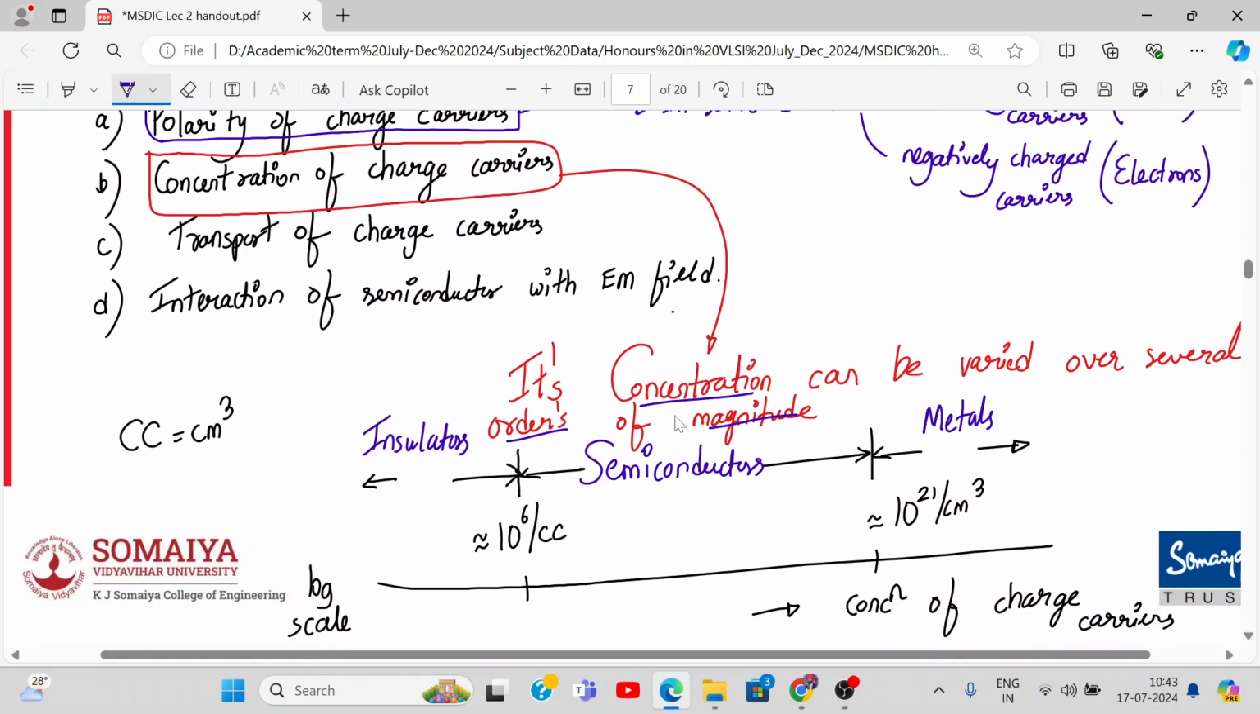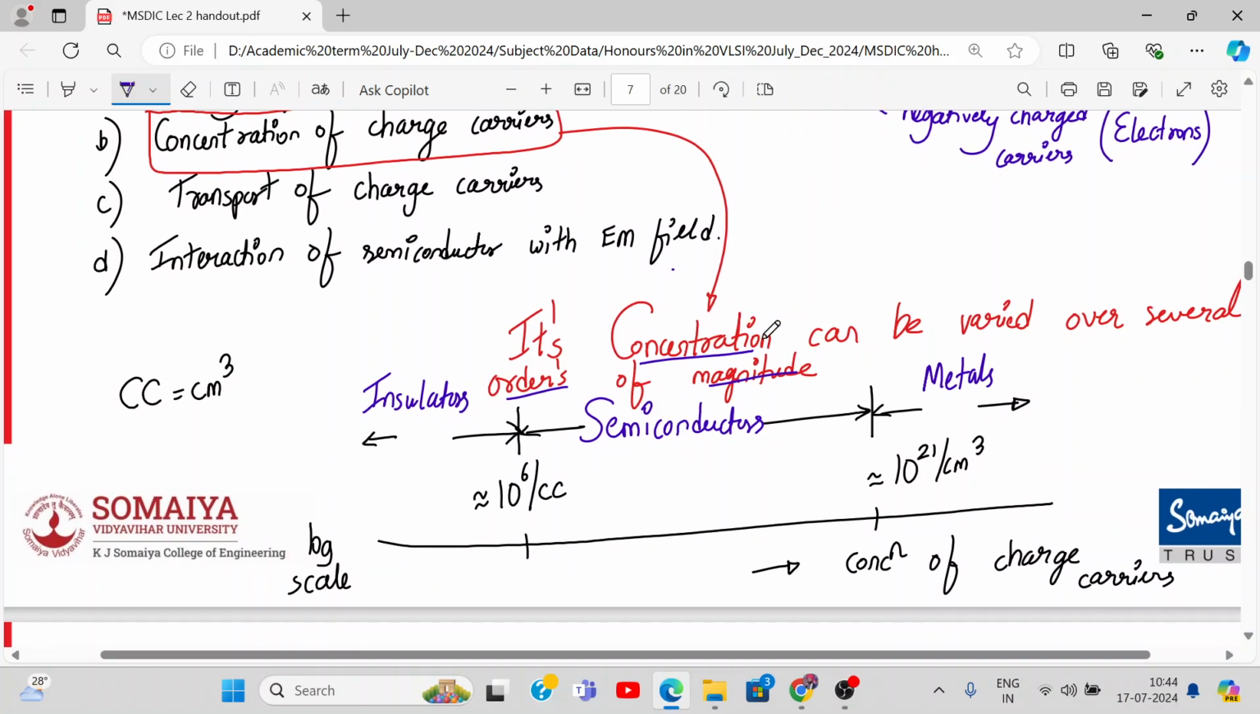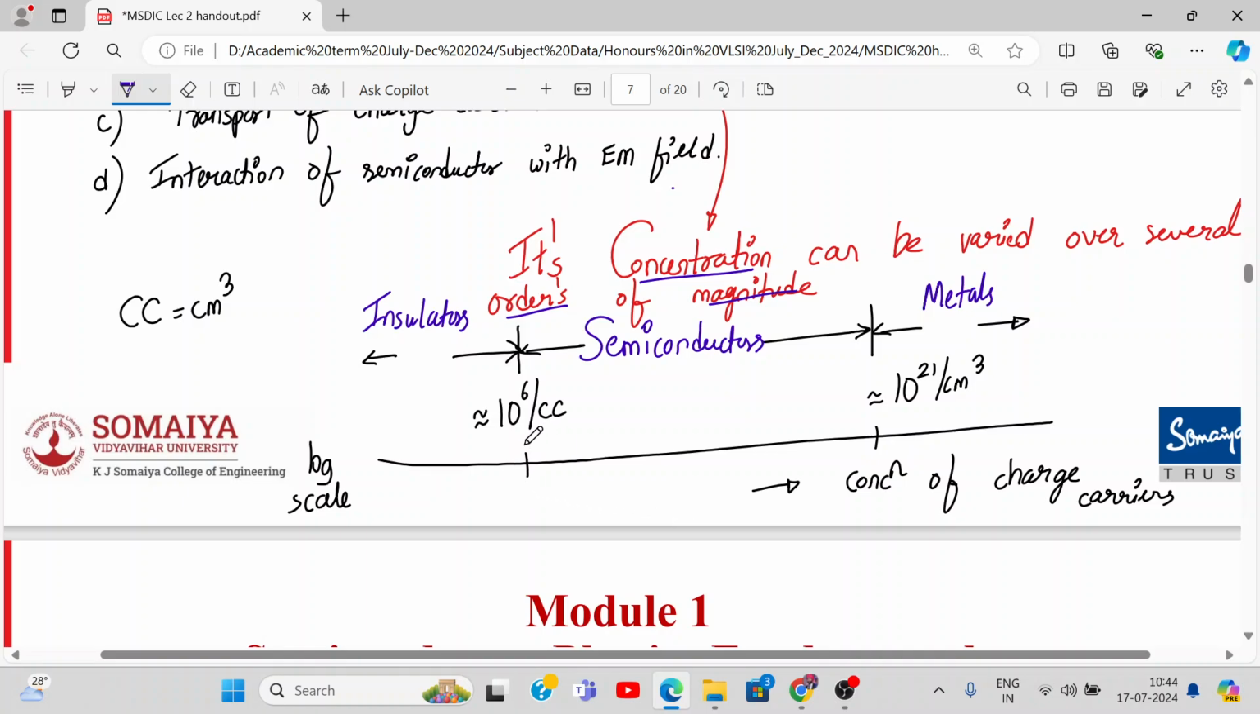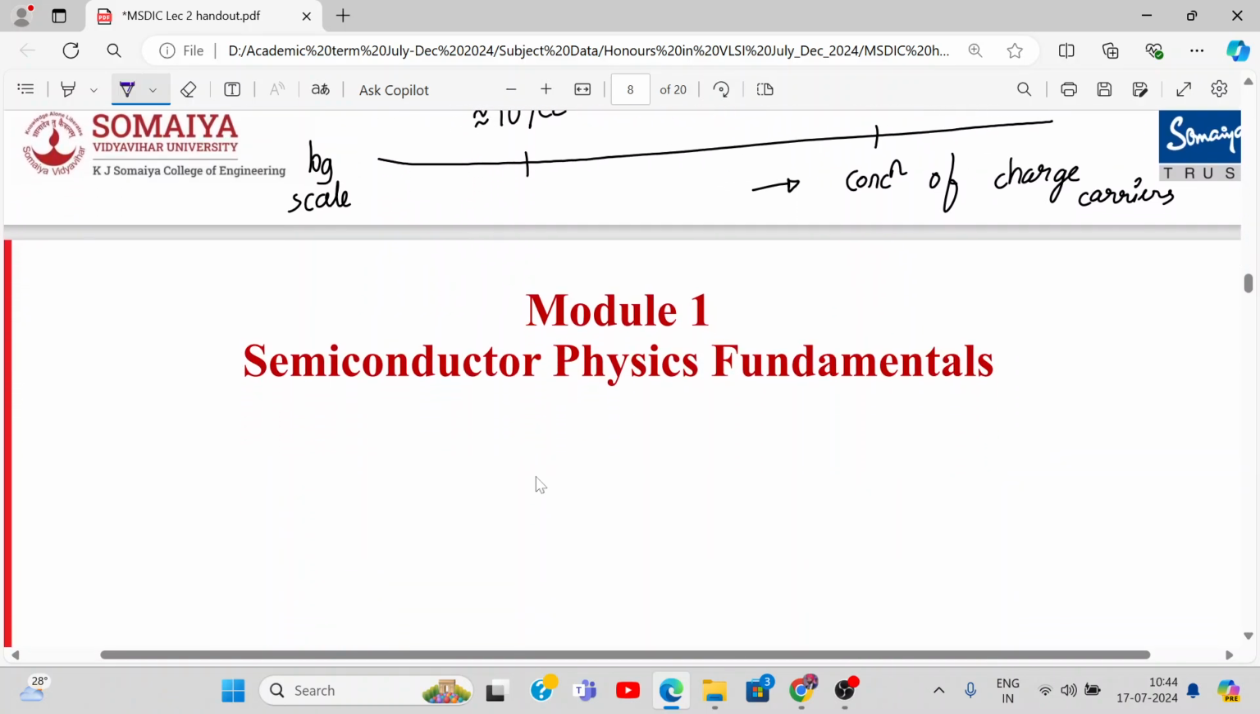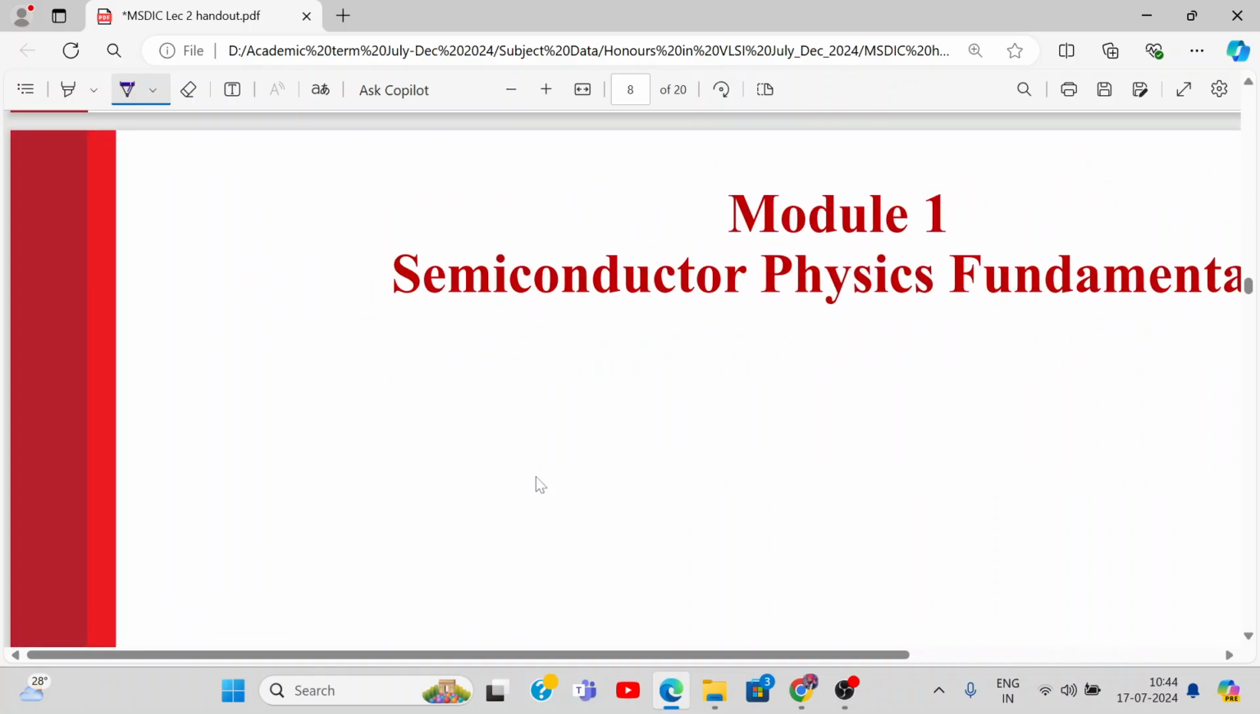Now, how do you achieve variation in concentration? Any ideas? I mean, how will you vary the concentration? Now we are saying the concentration of semiconductors can be varied between 10 raised to 6 per centimeter cube to 10 raised to 21 per centimeter cube. So how do we achieve that? So the next question I'll ask. Yes, one of the techniques is doping. Any other?